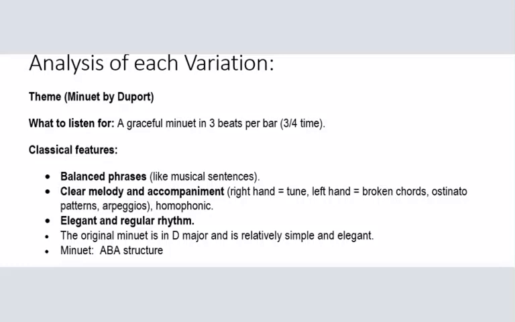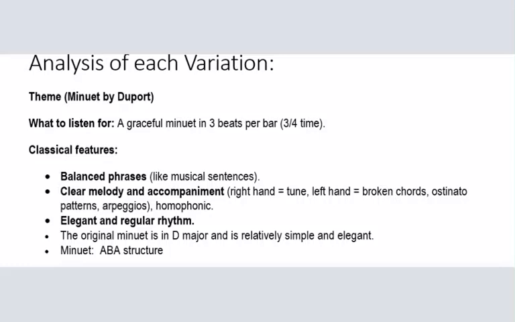the variations. So we're going to listen for a graceful minuet in 3 beats per bar. So it's in 3/4 time. That's a characteristic of a minuet. Balanced phrases is a classical feature. Clear melody on top and accompaniment. I showed that to you.